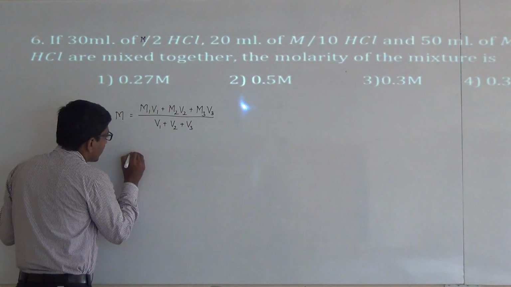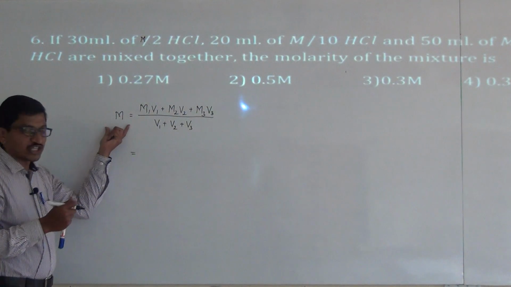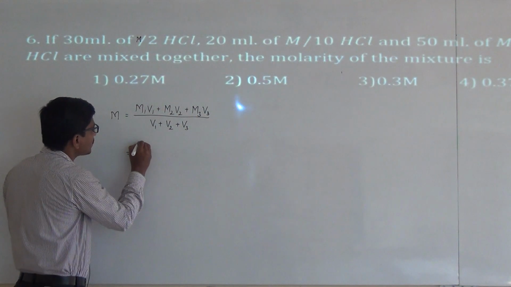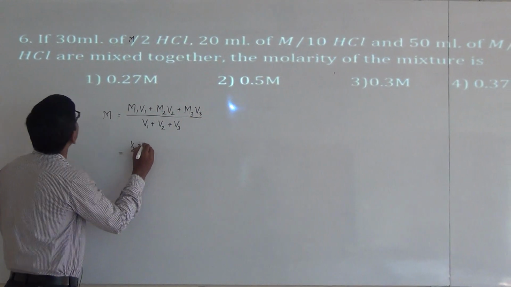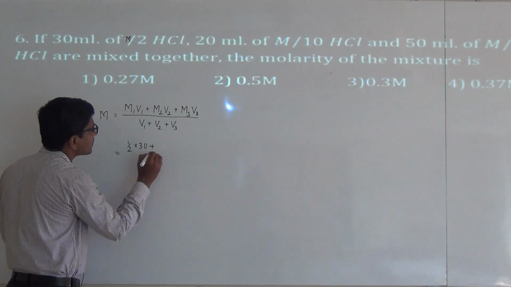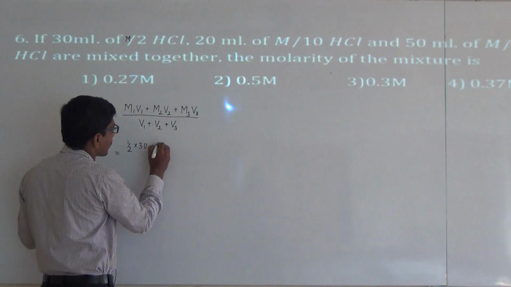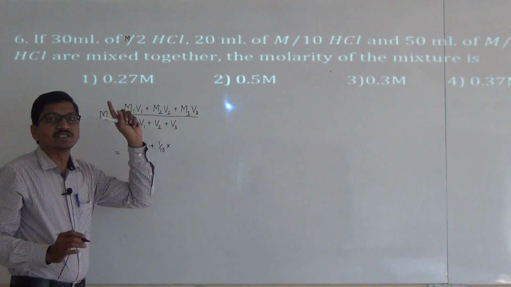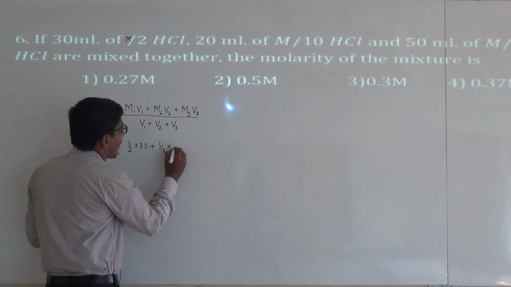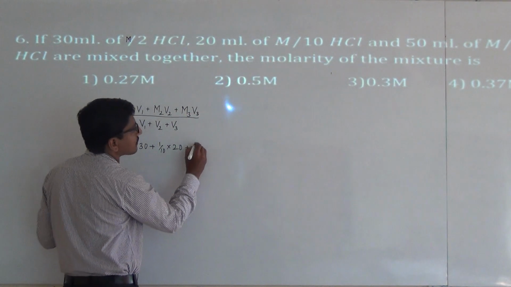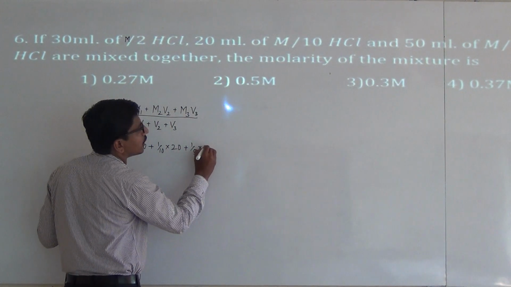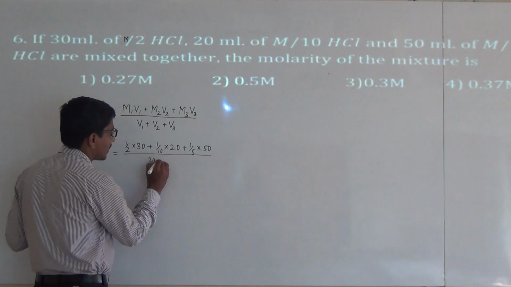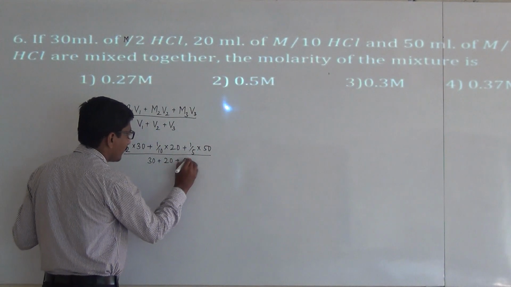Here M is nothing but the molarity of the mixture. M1 is M by 2, that is molarity 1 by 2, and its volume is 30 ml, plus M2 is 1 by 10, that is molarity 1 by 10, and volume is 20, plus 1 by 5 into 50 ml, divided by 30 plus 20 plus 50.